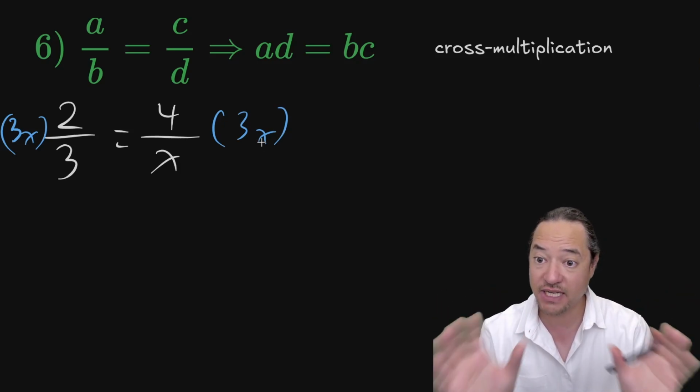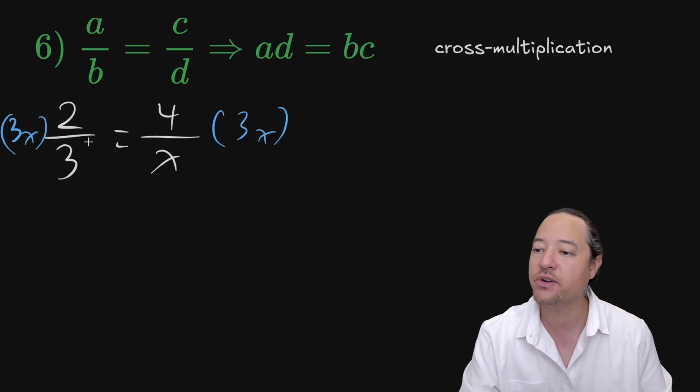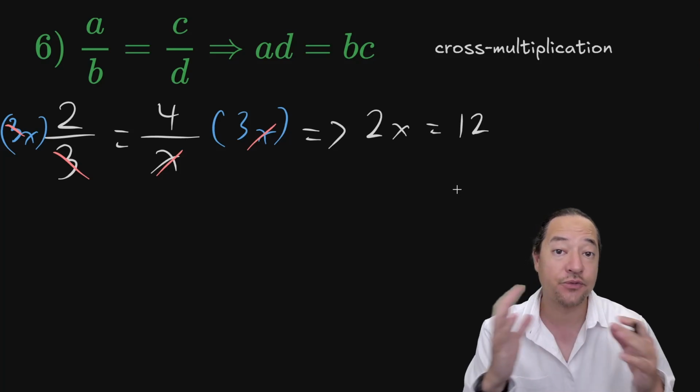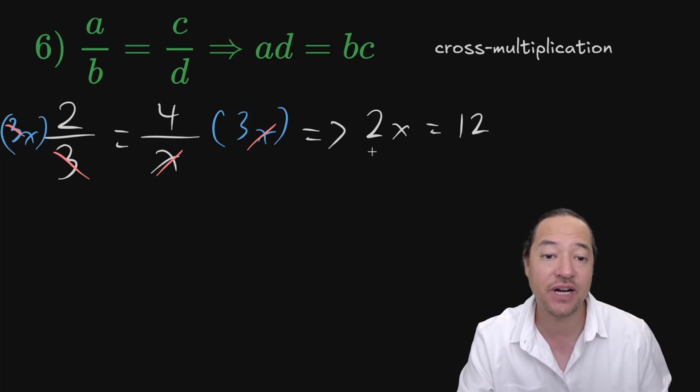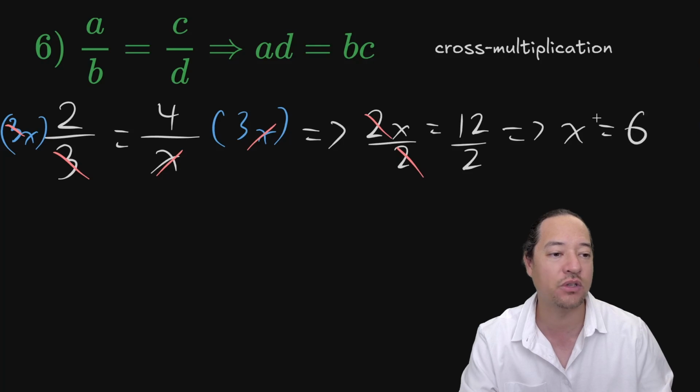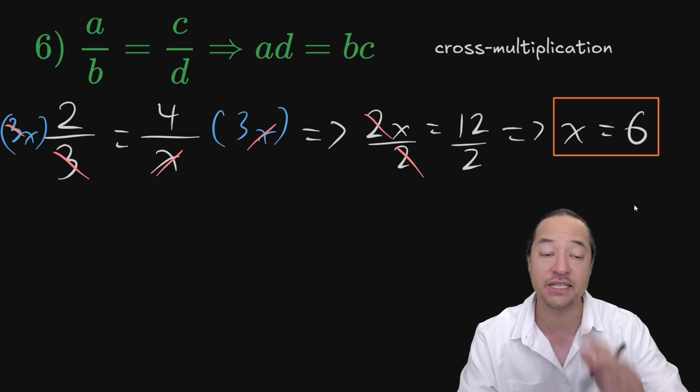So the left and right side are still equal. And look what's going to happen. This 3 is going to cancel here, and this x is going to cancel here. So what we're left with on the left-hand side is 2 times x, equal to, on the right-hand side, 3 times 4. Well, that's 12. And so I've rearranged it, and now it's easy to solve for x. I can just divide both sides by 2. That's going to cancel out, and so we can see that x is equal to 6. Okay, so I've solved it.